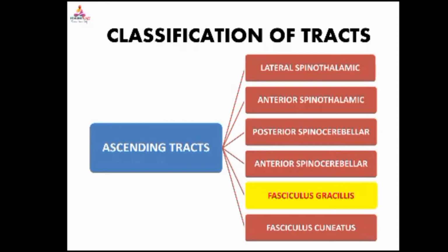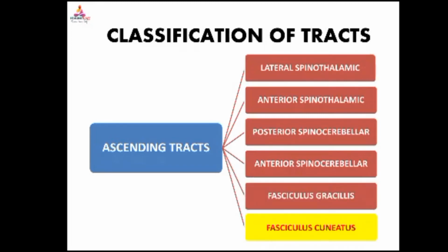Next is the fasciculus gracilis. This is located in the posterior white column of the spinal cord. It originates from the dorsal root ganglia of spinal nerves of the same side, then terminates in the nucleus gracilis in the medulla of the same side. Its functions are joint sense, vibration sense, two-point discrimination, stereognosis, and conscious kinesthesia.